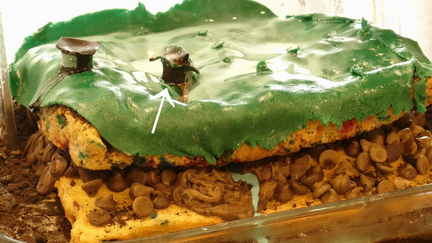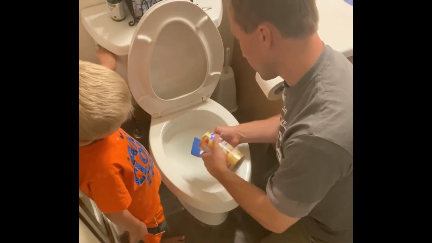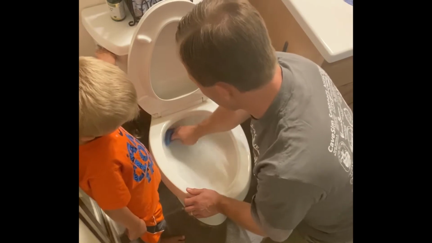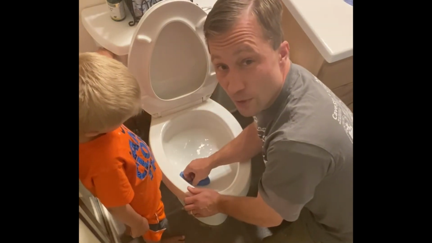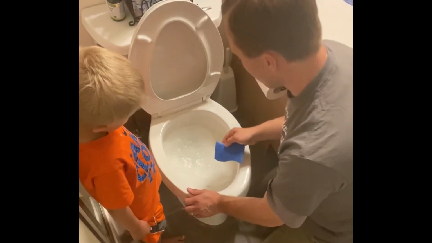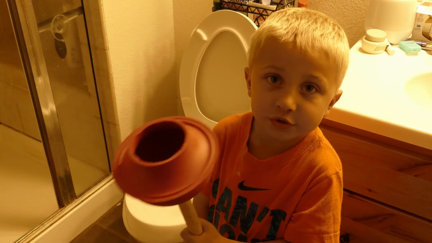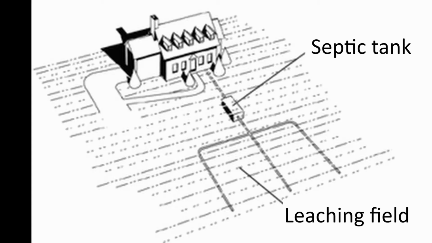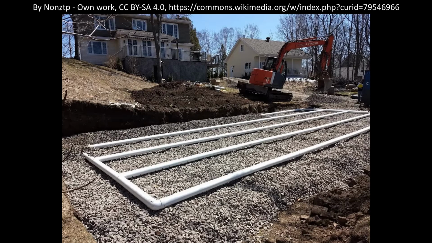Let's go back to those houses up on top here, and let's go inside one of the houses. Where does everything go when you flush? To the wastewater treatment plant. But in other houses, it goes to a septic system. When septic systems are properly designed, installed, and maintained, they can be a safe way to dispose of human waste.